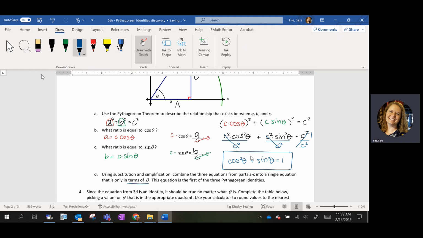This is one of your Pythagorean identities. It's the most common one that you're going to use. Now, if I'm finding the sum, I'm adding numbers. Does it matter what order I add in? If I add 1 plus 2 or 2 plus 1, does that matter? No. So it doesn't matter if it's cosine squared plus sine squared or sine squared plus cosine squared, right? You're typically going to see it with sine squared written in front, but it's the same thing.